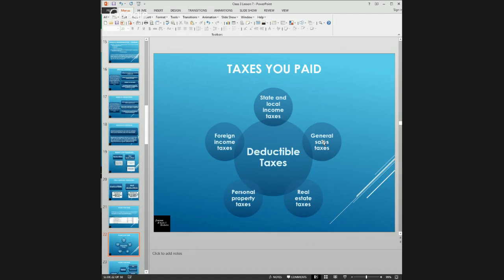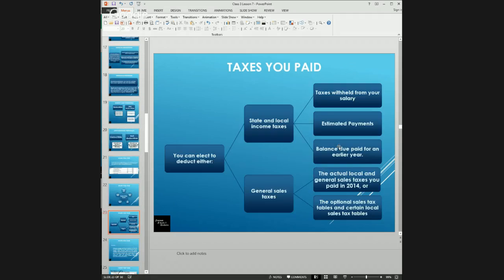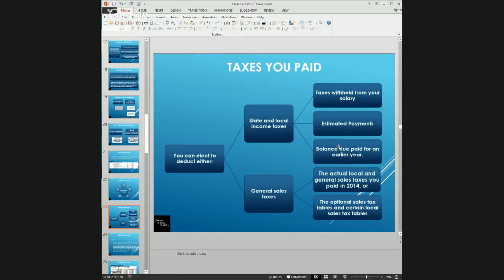So some of the deductible taxes that we look at are state and local income tax, general sales tax, any real estate taxes, personal property taxes, as well as foreign income taxes. You can elect to deduct either your state and local income taxes or general sales taxes, but not both. So your general sales taxes would be the actual local and general sales tax that you paid, or the optional sales tax from a table that's used to determine what would be an average local and sales tax based on your income and the state that you live in.